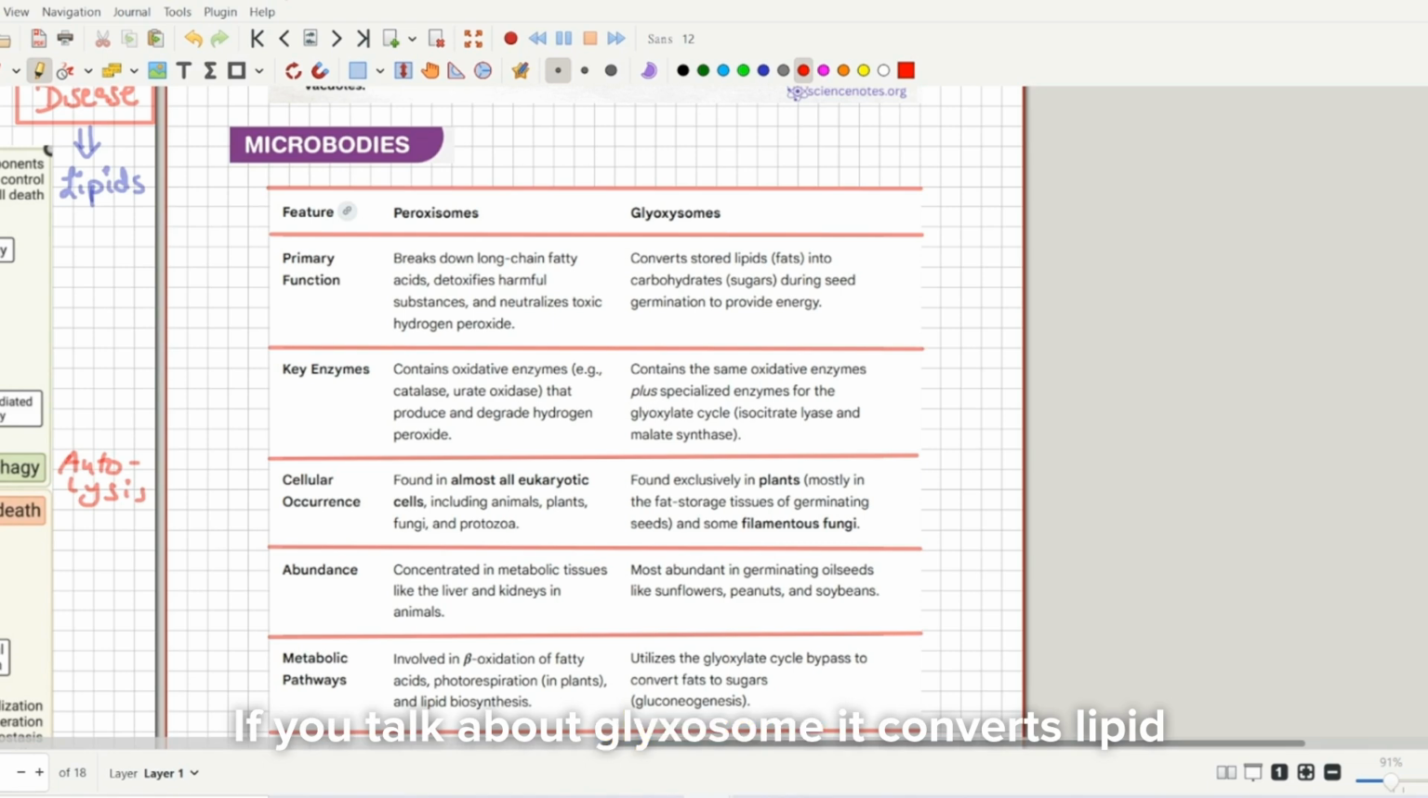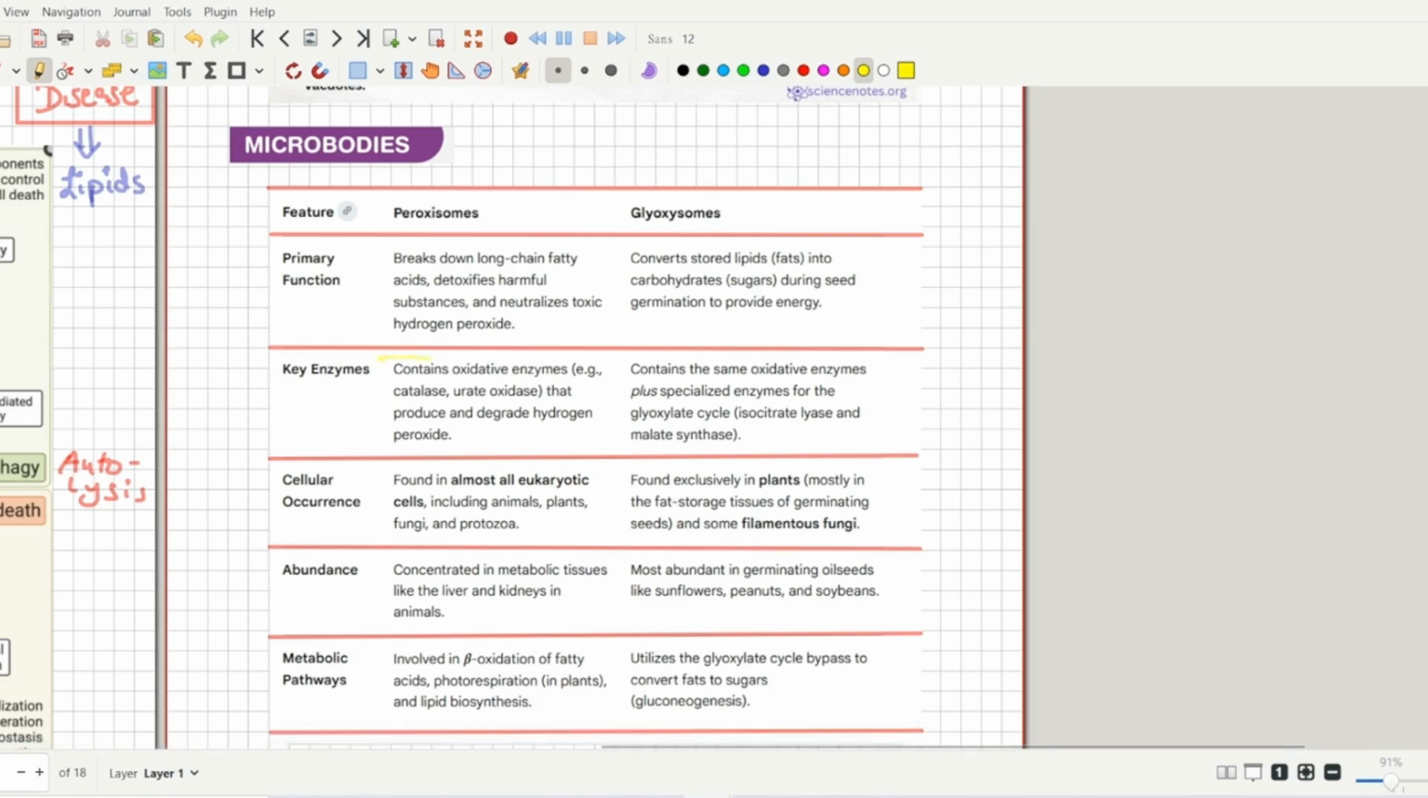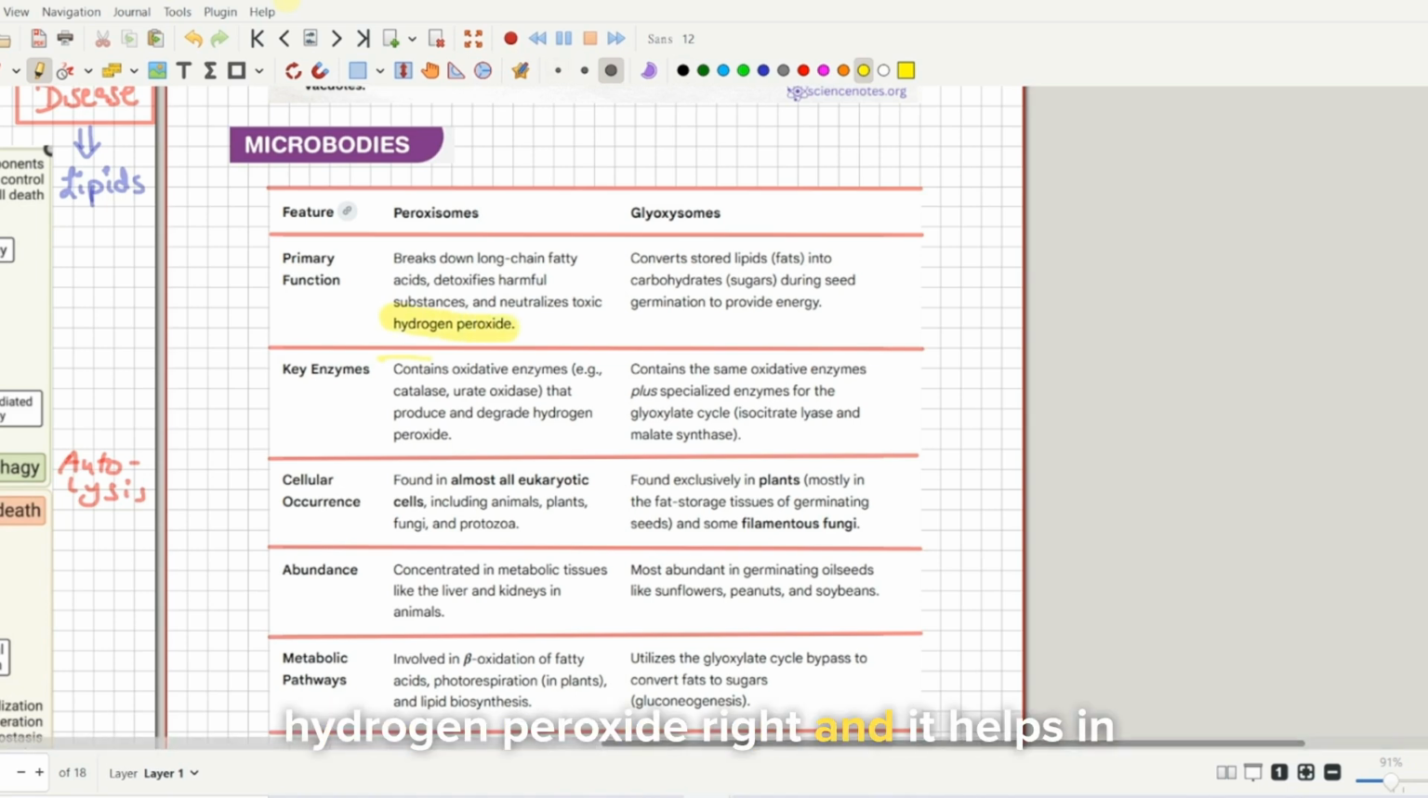If we talk about glycosome, it converts lipids into carbohydrates during seed germination, so that's how you can get energy for the process. If we talk about enzymes, peroxisome contains oxidative enzymes that produce and degrade hydrogen peroxide, while glycosome contains oxidative enzymes that are specialized for the glyoxylate cycle, because the glyoxylate cycle is the major cycle that happens in glycosomes. The main function that you have to memorize here is that peroxisome helps in hydrogen peroxide breakdown, and glycosome helps in the glyoxylate cycle.